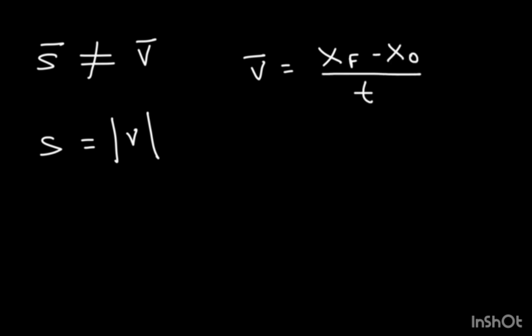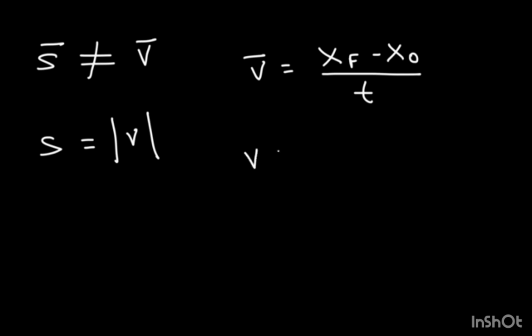Now, for instantaneous speed, that is the absolute value of instantaneous velocity. The instantaneous velocity tells you the velocity at an instant of time, whereas the average velocity basically tells you the average over an interval. So remember, average velocity is the displacement over time, and displacement is the final position minus the initial position, divided by t.